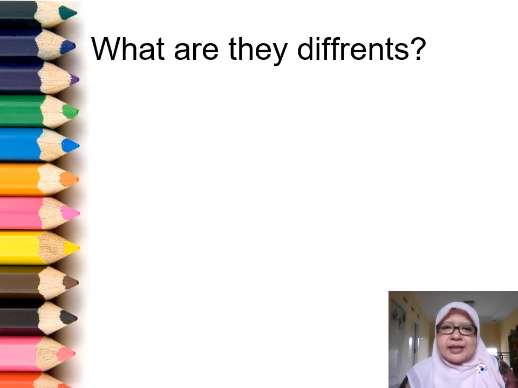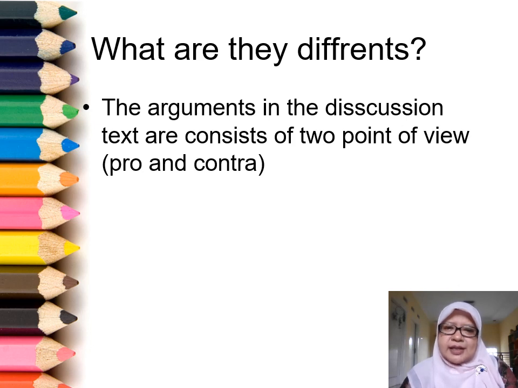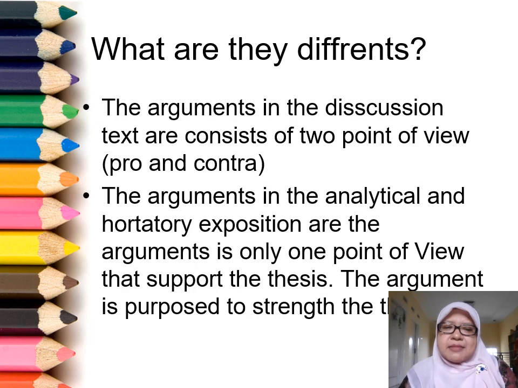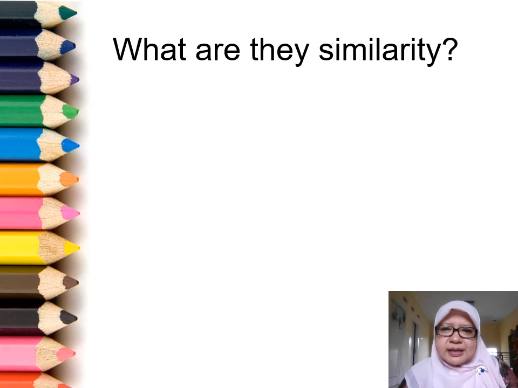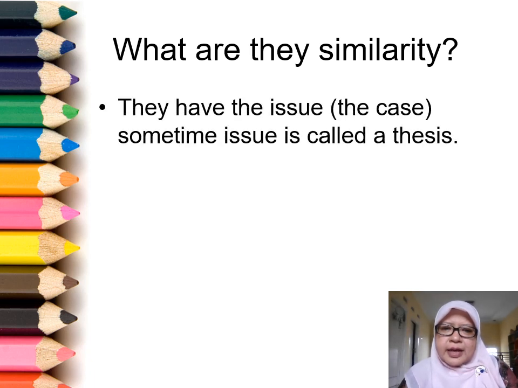So what are the differences? The arguments in the discussion text consist of two points of view, pro and con. But the argument in the analytical and hortatory exposition is only one point of view that supports the thesis. It can be pro or it can be contra. The argument's purpose is to strengthen the thesis. And then what are their similarities? They have the issue. The case sometimes is called a thesis.